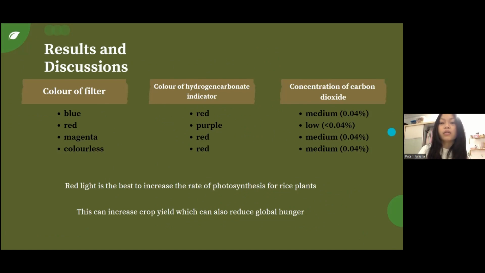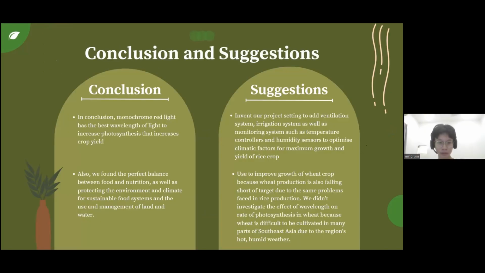This can increase crop yields, which can also reduce global hunger. So in conclusion, monochrome red light is the best wavelength of light to increase photosynthesis, which increases crop yield. Also, we have found the perfect balance between food and nutrition, as well as protecting the environment and climate, for a sustainable food system and the management of land and water.